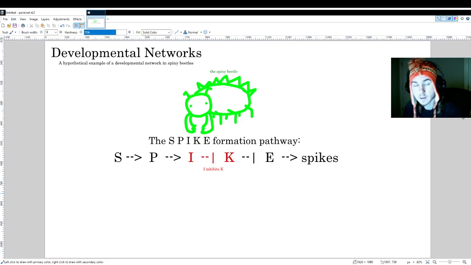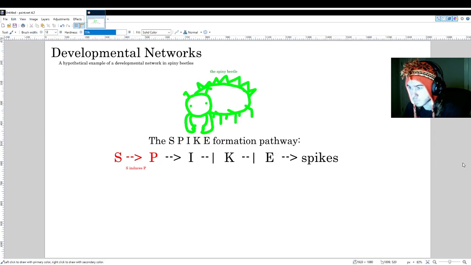Then we have I inhibits K. So if I is present, K will not be able to inhibit E. Therefore, spikes will be generated. We have P induces I, meaning P is going to be necessary for the inhibition of K in order for spikes to be generated. And then we have S induces P, so S is also necessary for the production of spikes.